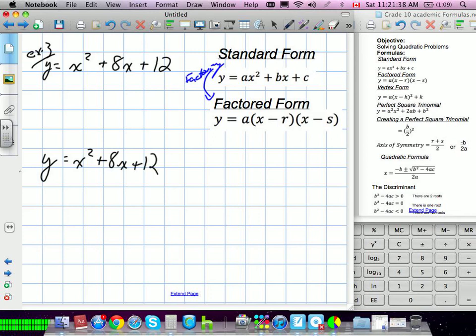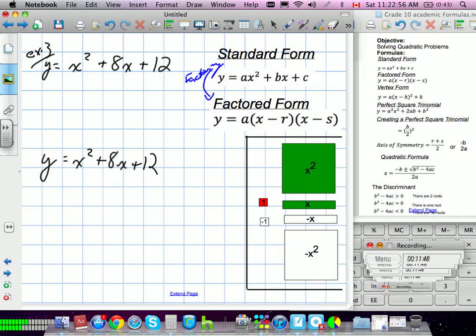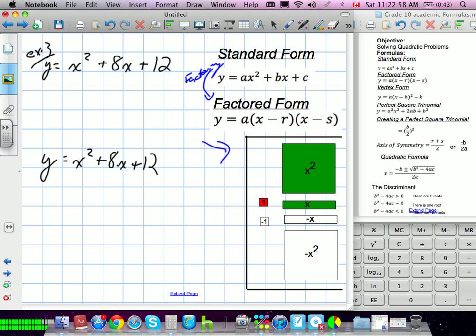In order to figure this out, I'm going to take a look at what I have. I have how many x squareds? 1. So I'm going to pull 1 x squared out of here. So we got 1 x squared. How many x's do I have? 8. I have 8 x's, okay? That's pretty important. So we're going to pull out 8 x's in this question.